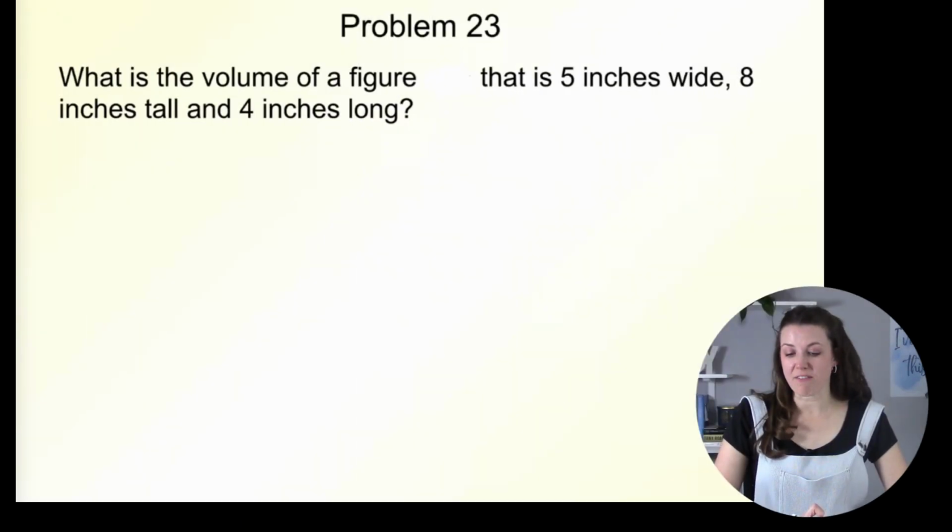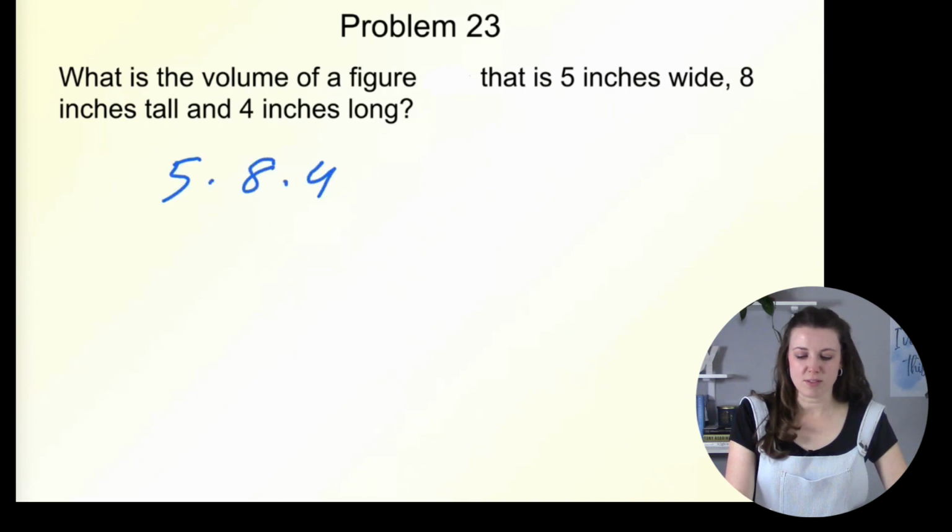What is the volume of a figure that is 5 inches wide, 8 inches tall, and 4 inches long? So to find a figure, we're really just talking about a rectangular prism. So we're going to go 5 times 8 times 4, multiply those together. When I multiply something like this in my head, I like to make it as easy as possible. So I'm going to go 5 times 4, which is 20.